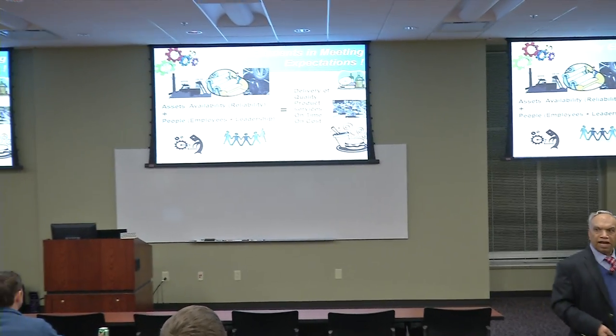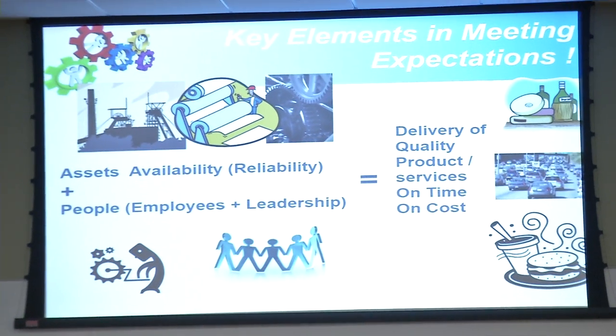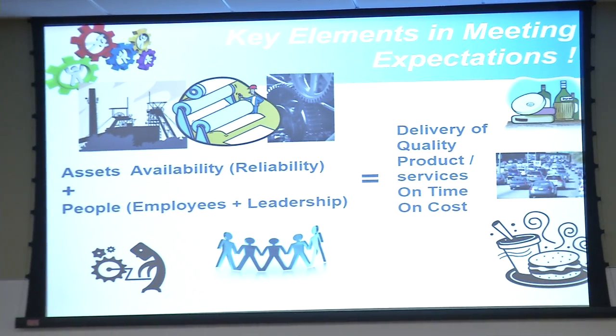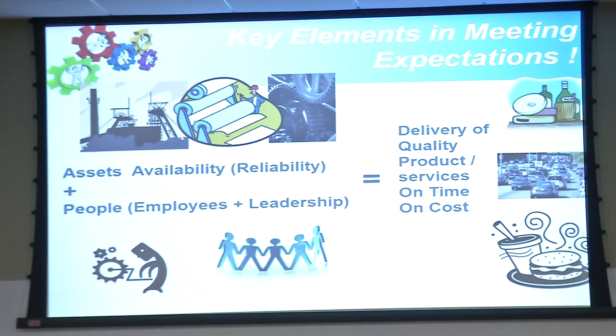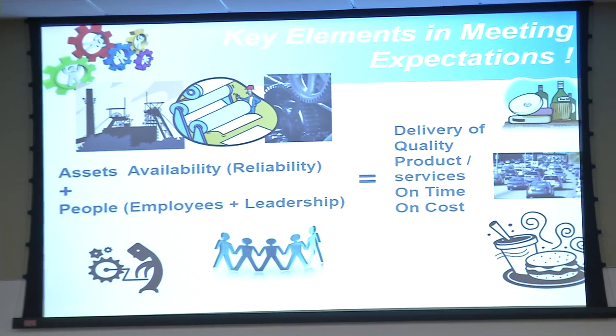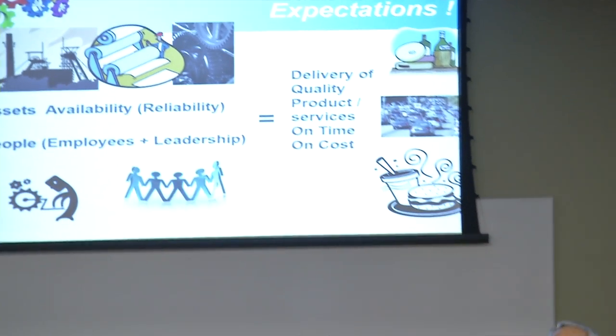We need our assets. We need people. These are two. Again, I left out material. Yes, material is important. But for the sake of our talk today, I'm talking about assets and people. Both have to work together in our process to make that product or deliver that service.